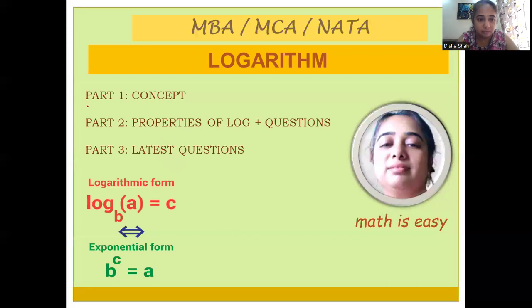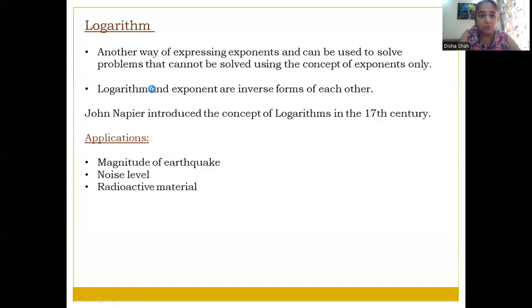Okay. So part one is concept. Now, what is logarithm? So logarithm is basically another way of expressing exponents and can be used to solve problems that cannot be solved using the concept of exponents only. So basically, logarithm and exponents are the two sides of the same coin. The numbers we can express in the form of a logarithm, we can express also in the form of exponents. So logarithm and exponents are basically the inverse forms of each other.